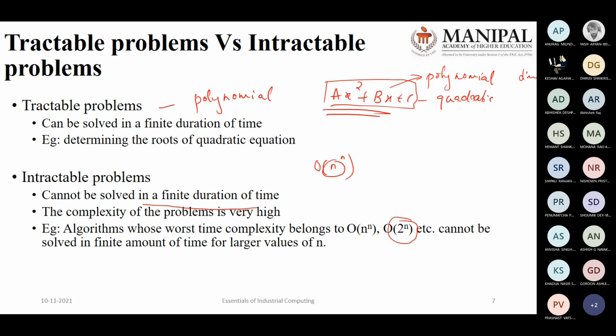5, 10, 15 is fine, but 1000, 2000, 10,000 inputs? When the value of n is too high, they cannot be solved in a finite amount of time. You require a huge amount of time and space to solve them with a larger value of n. That is why such problems, which require the worst case complexity of n to the power n or 2 to the power n, are considered to be intractable problems.